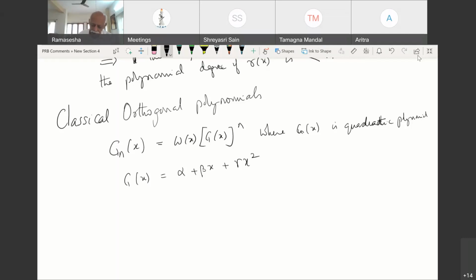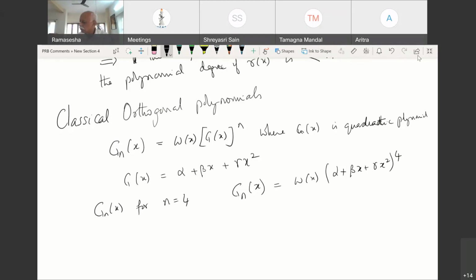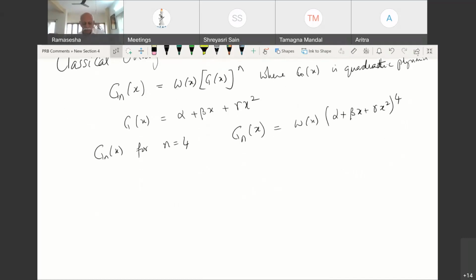Okay, so if I want to know the generating function G_n(x) for, say, n equal to 4, it is W(x) times alpha plus beta x plus gamma x squared to the power 4. So this is what I have: alpha plus beta x plus gamma x squared to the power 4.